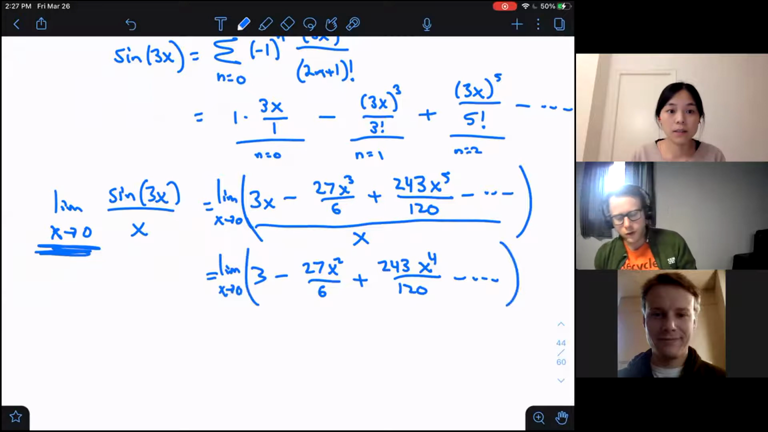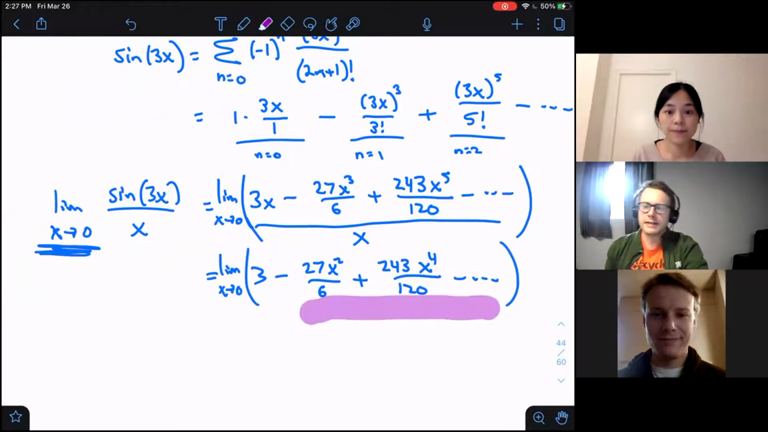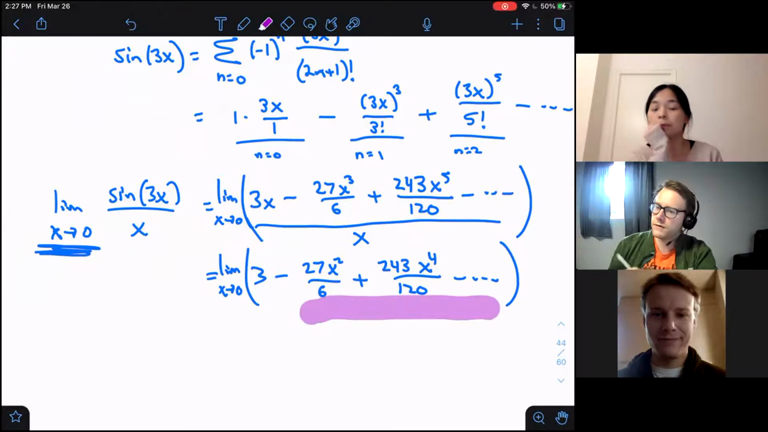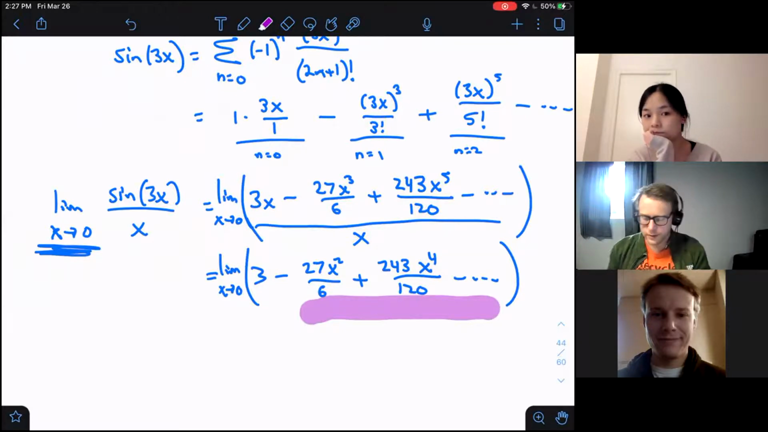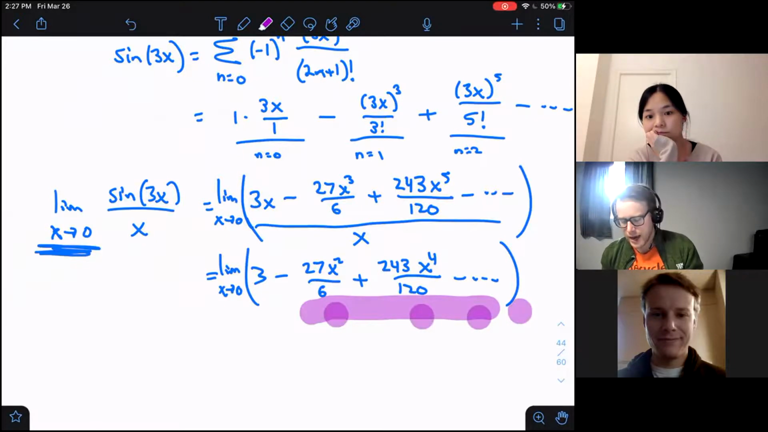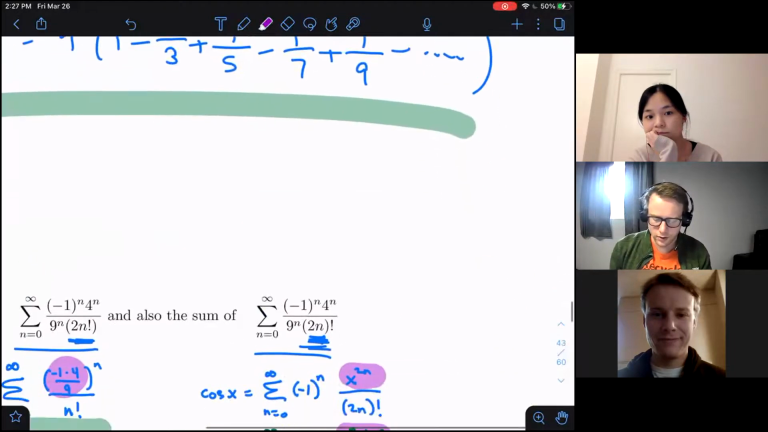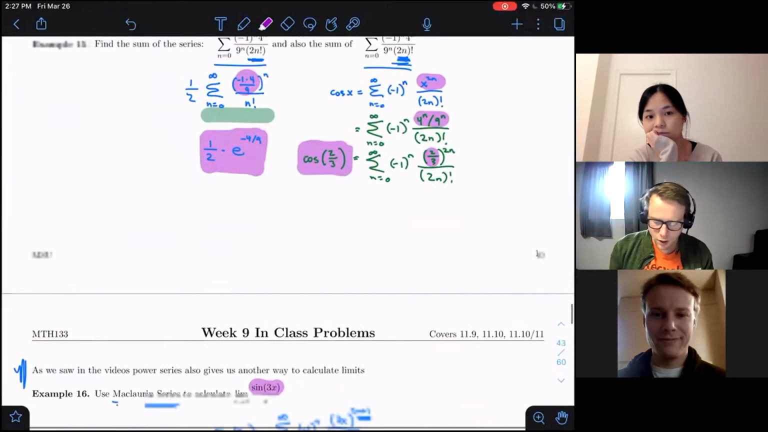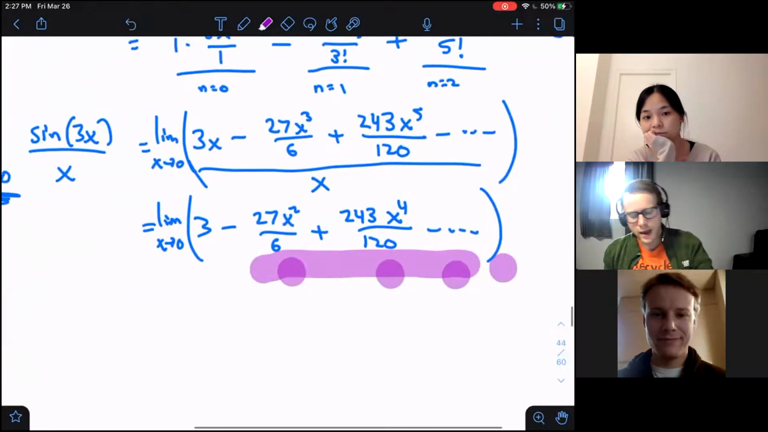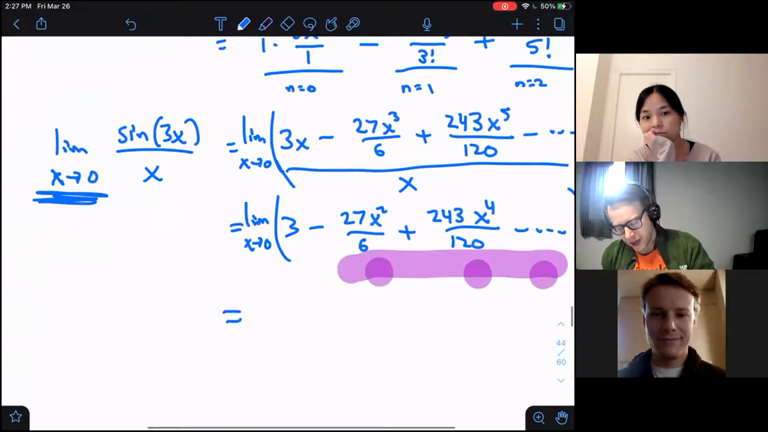Notice that all of these terms over here still have x's in them. And so as x goes to 0, all of those terms are going to go away, right? Because here we have like x squared, x to the 4th, then you're going to have x to the 6th, x to the 8th, x to the 10th, so on and so forth, right? And so all of those terms are going to go away, and we know that the answer is going to be 3.